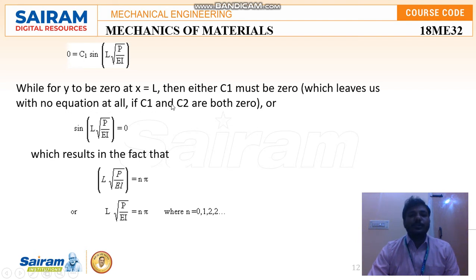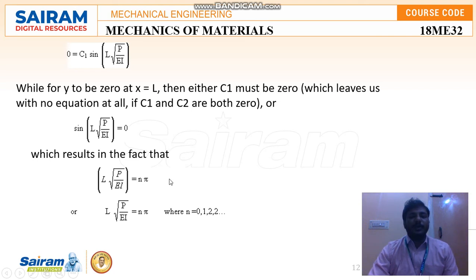If both constants c1 and c2 are 0, we just write down sin of L into root of P by EI equal to 0. This is what we get when applying the boundary conditions, which results in L into root of P by EI being equal to n into pi.